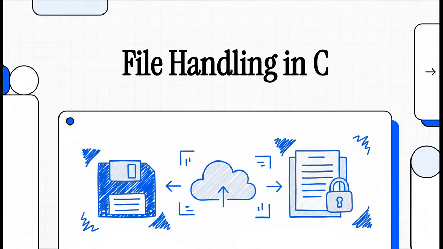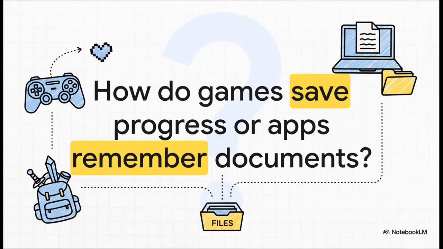Hey everyone! Today we're going to jump into something that is absolutely essential for any C programmer, file handling. This is how we make our programs, well, remember things even after you've closed them. I mean, seriously, have you ever stopped to think about it? You quit a game, come back hours later, and boom, your character is right where you left them. Or you type up a huge document, close it, open it tomorrow, and all your words are still there. How in the world does that work?